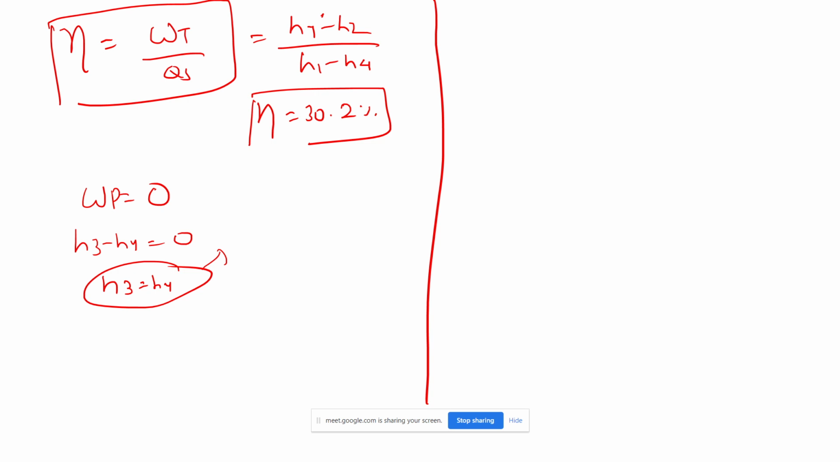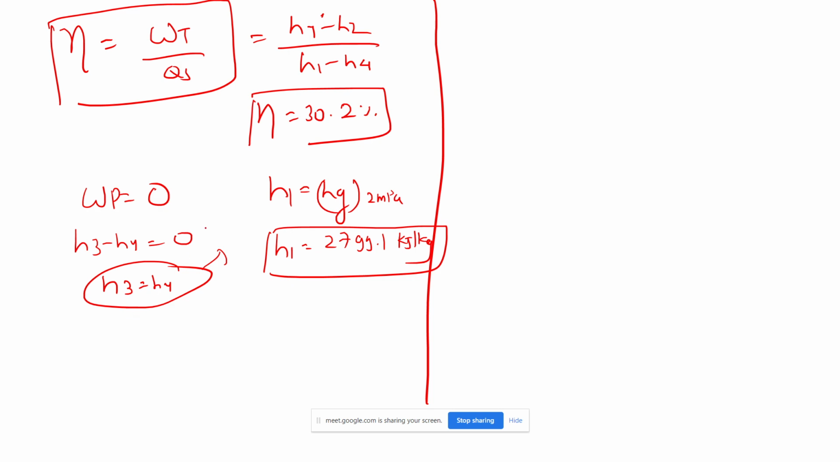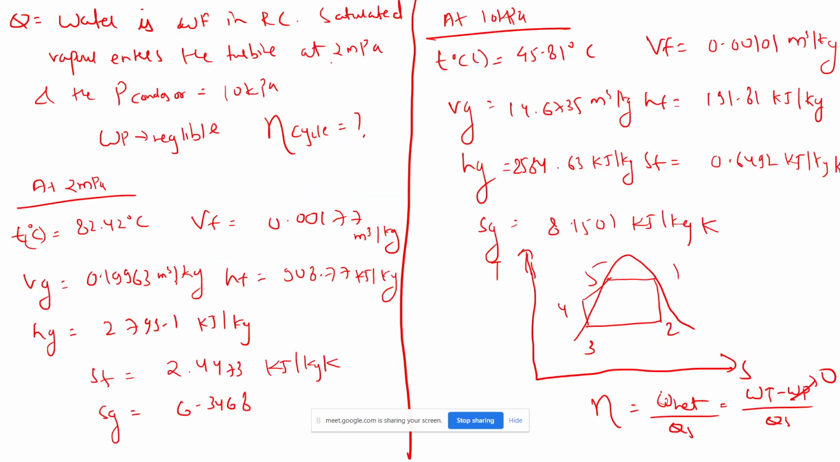Once you get that, you can easily calculate. What will be the enthalpy of point 1? It will be equal to Hg at 2 megapascal pressure. What will be its value? 2799.1 kilojoule per kg. And the state at point 3, at the pump, is on the saturated liquid line, so it will be equal to Hf.